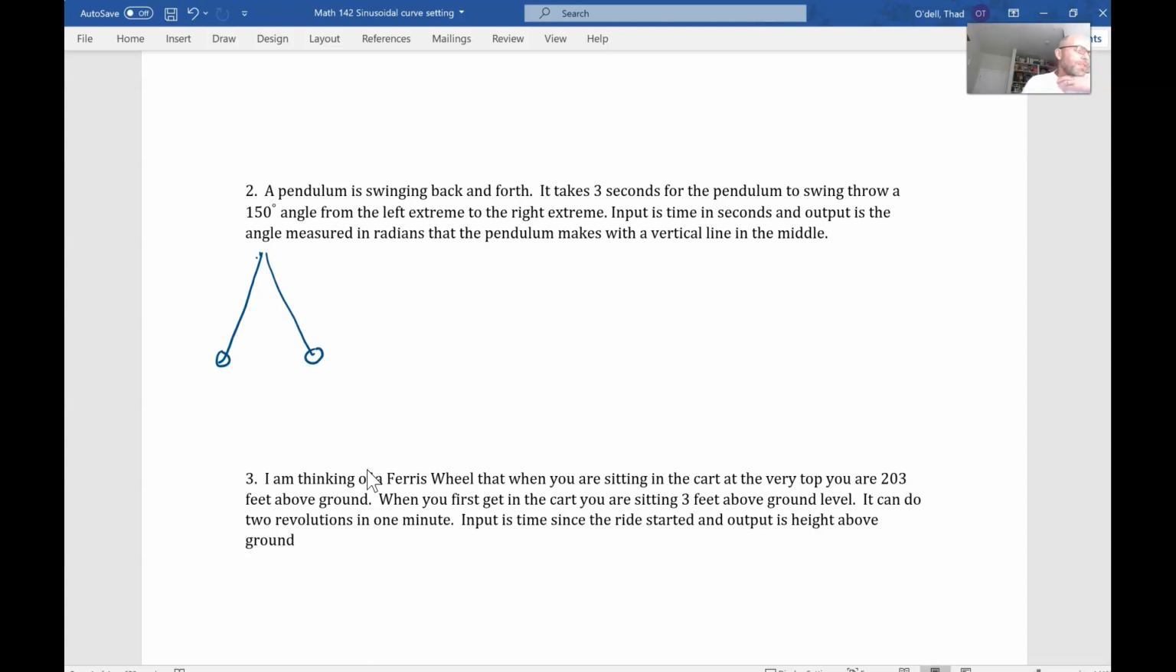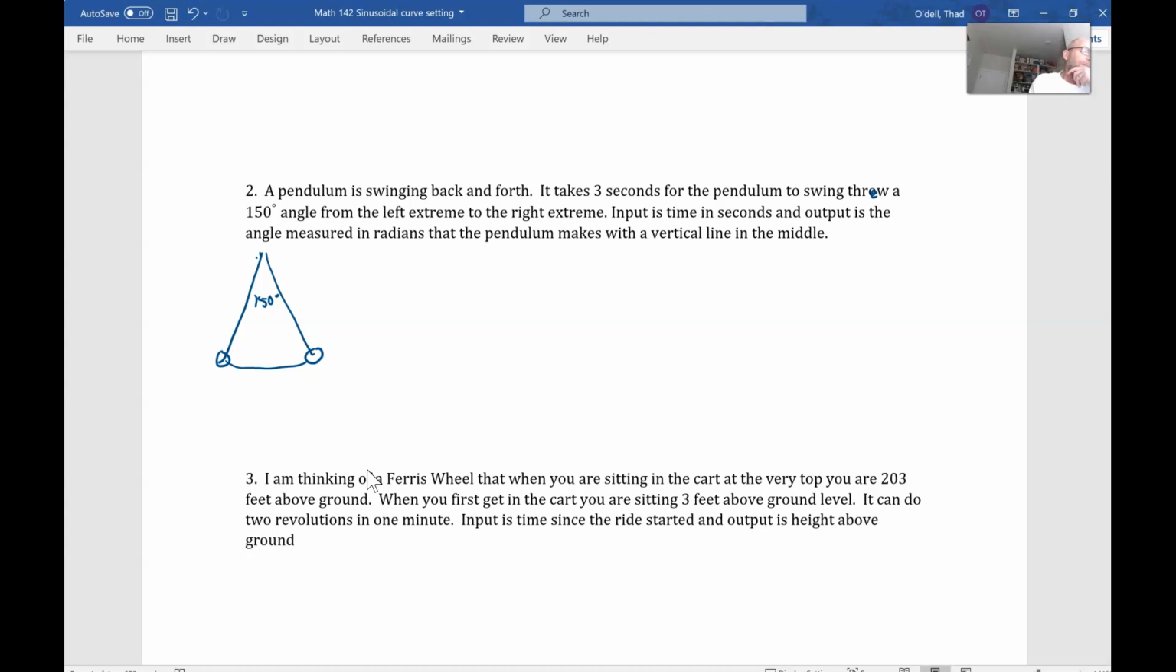Pendulum is swinging back and forth. It takes 3 seconds for the pendulum to swing through a 150-degree angle from the left extreme to the right extreme. So we're saying from there to there, that's 150 degrees. Input is time in seconds, and output is the angle measured in radians.